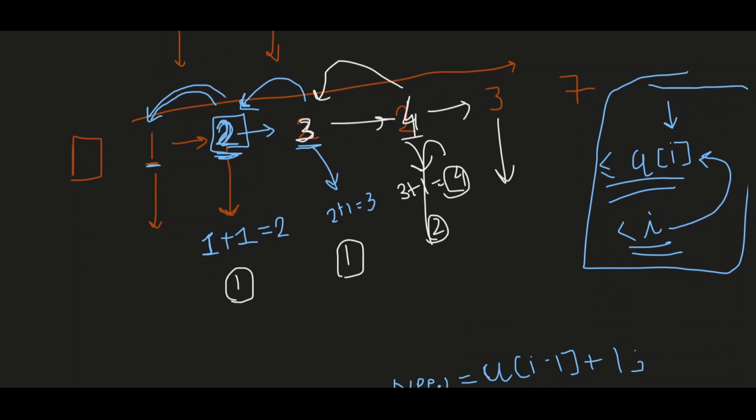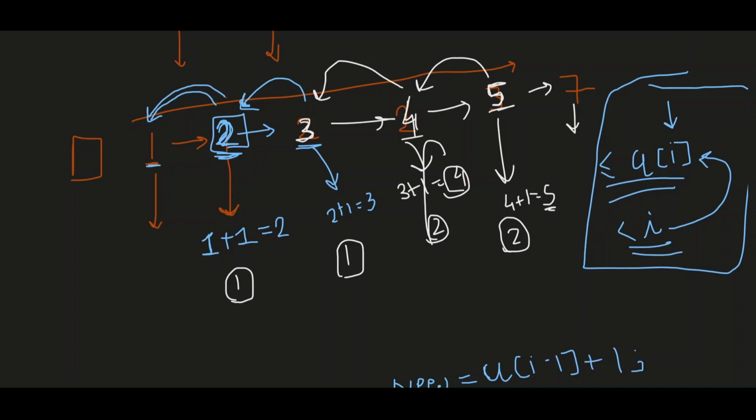Then I come to 3. Let us say I check if my previous element is greater than or equal to it. Yes, it is greater. Then I have to make it 4 plus 1 equals 5. What is the number of operations required? 5 minus 3, that is 2 operations. Then I simply update my current element to the new element, and I move ahead.